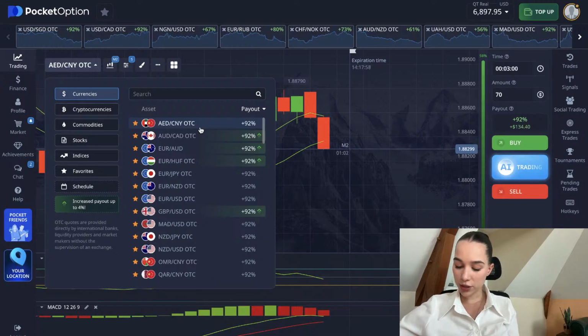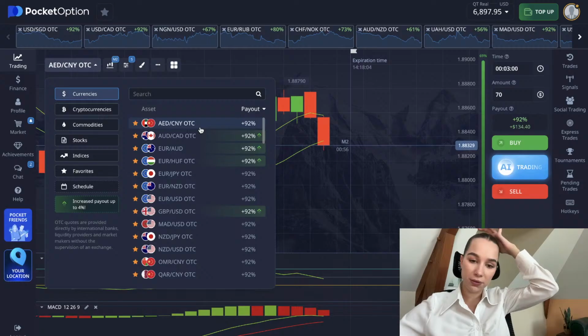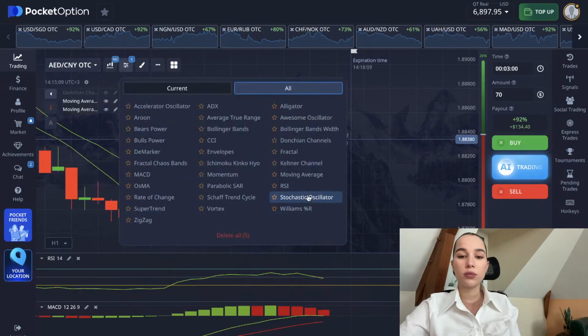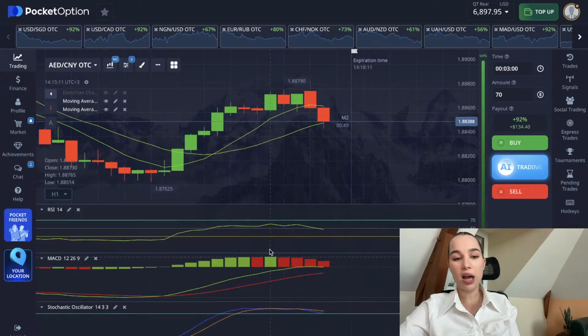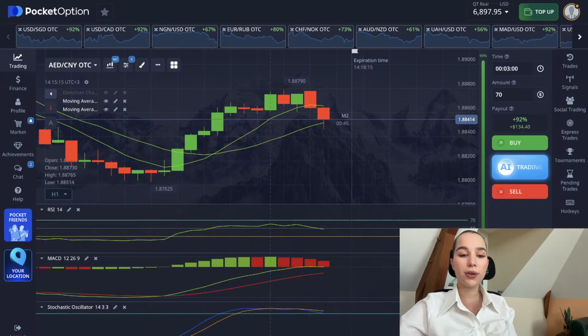Do you use the moving average strategy and the stochastic oscillator? Can you teach it? Stochastic, I don't like that much. You can use it, but I'm not a big fan of it. Stochastic is kind of the same as the RSI. It also has oversold and overbought zones.